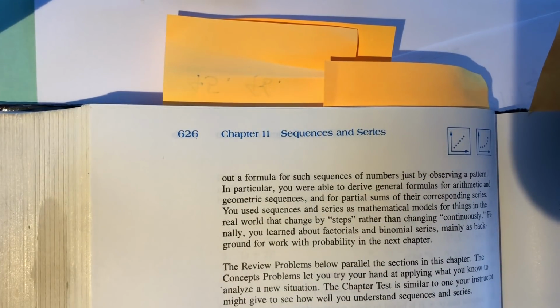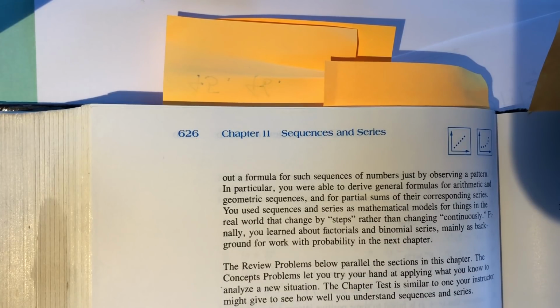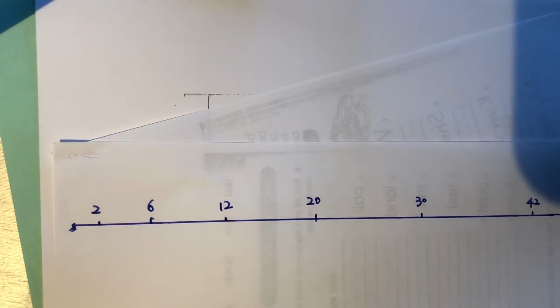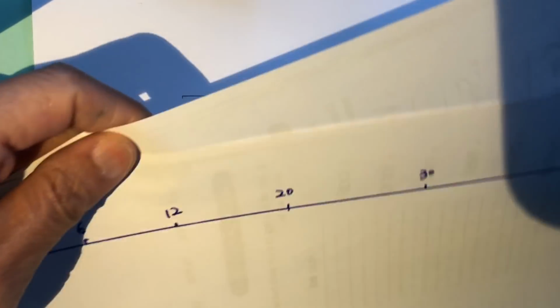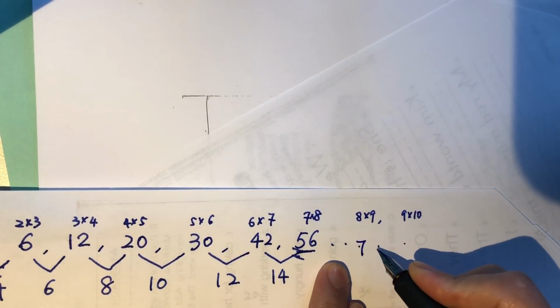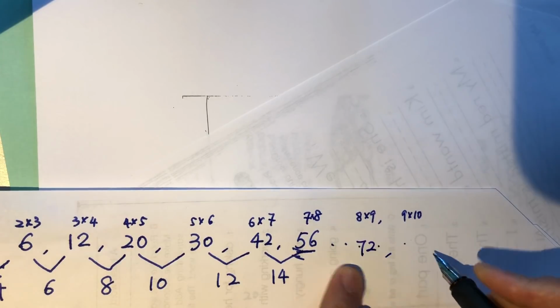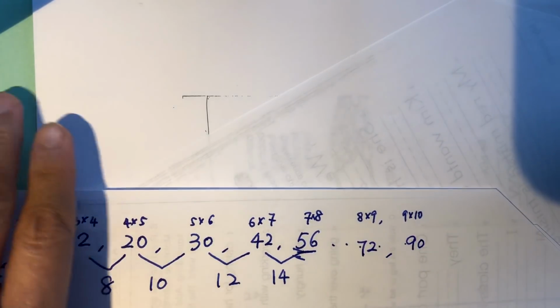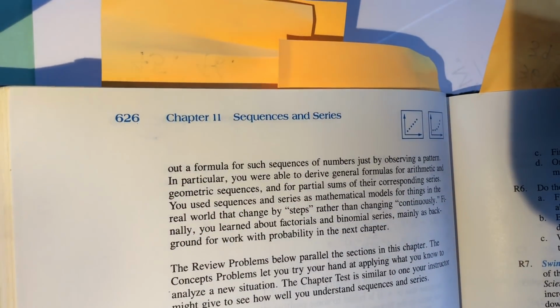Now write an equation. We have written the equation. And write the following two terms. We have already got 56, and then 72, and then 90. So these are the next two terms. And use the equation to calculate T700.